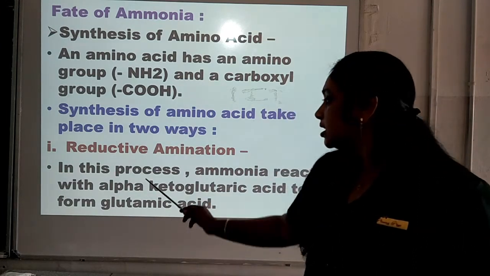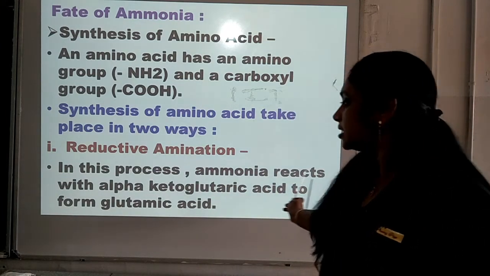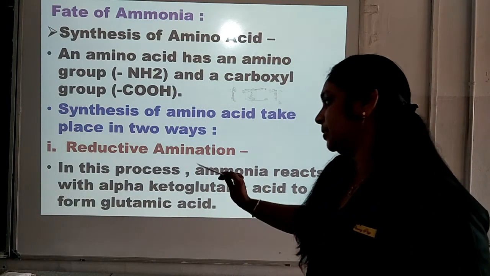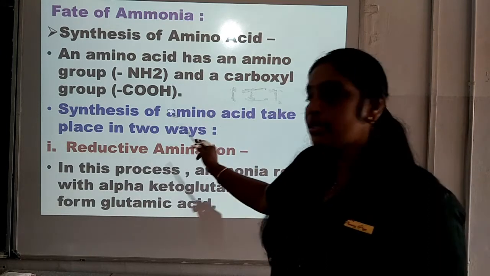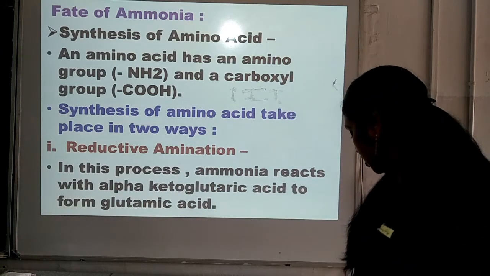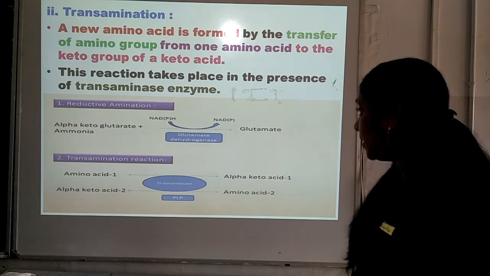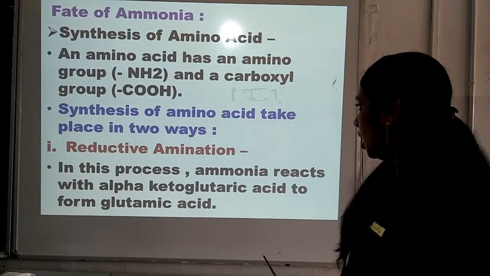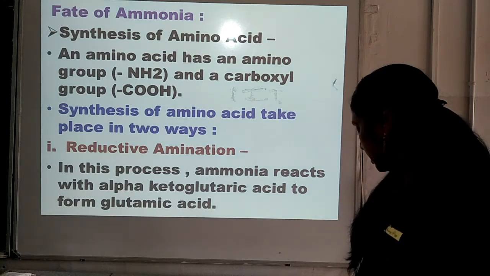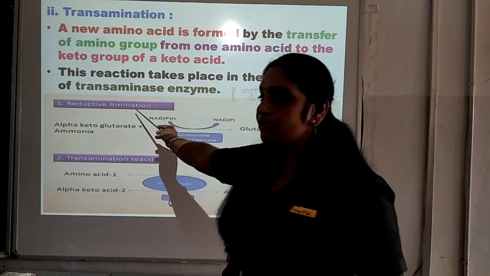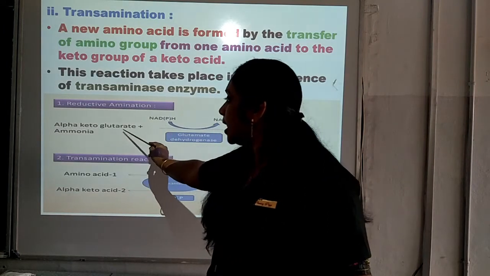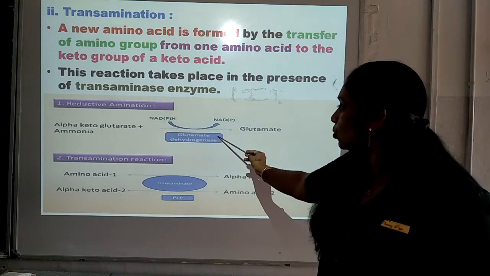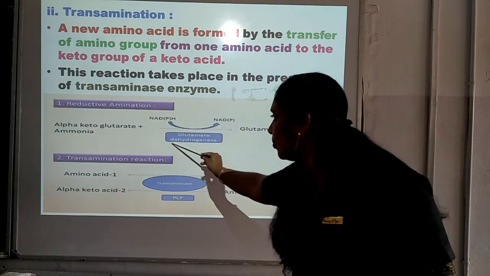Reductive amination: in this process, ammonia reacts with alpha ketoglutarate acid to form glutamic acid. Okay, my dear children, that is the first part of how amino acid is being synthesized. You can see here reductive amination. Alpha ketoglutarate acid combines with ammonia in the presence of the enzyme glutamate dehydrogenase, this is important.